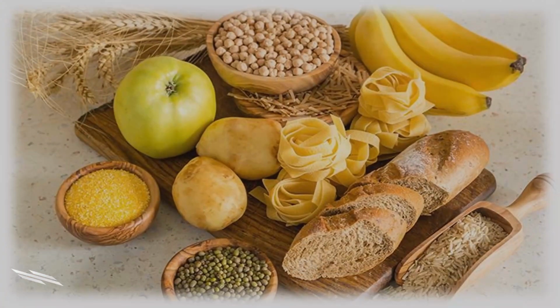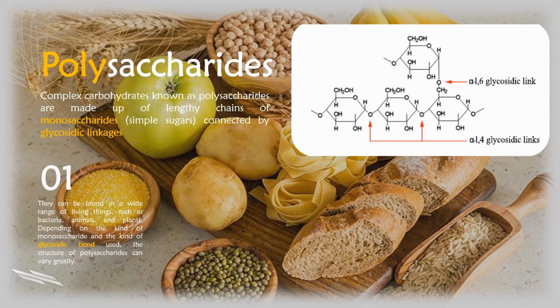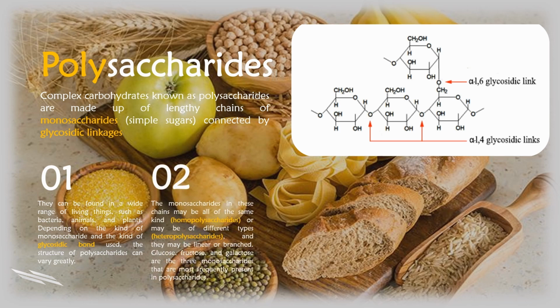Complex carbohydrates known as polysaccharides are made up of lengthy chains of monosaccharides, simple sugars, connected by glycosidic linkages. They can be found in a wide range of living things, such as bacteria, animals, and plants. Depending on the kind of monosaccharide and the kind of glycosidic bond used, the structure of polysaccharides can vary greatly. The monosaccharides in these chains may be all of the same kind, homopolysaccharides, or may be of different types, heteropolysaccharides, and they may be linear or branched.